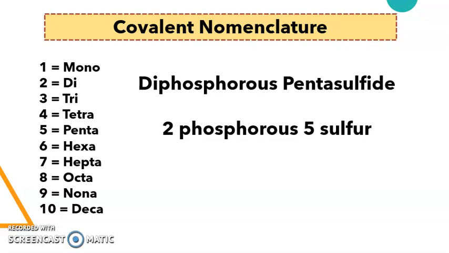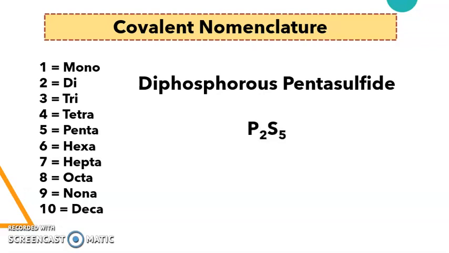Now, instead of the phosphorus full name and sulfur full name, write out the element symbols, and instead of the numbers in front, write them as subscripts. P2S5.